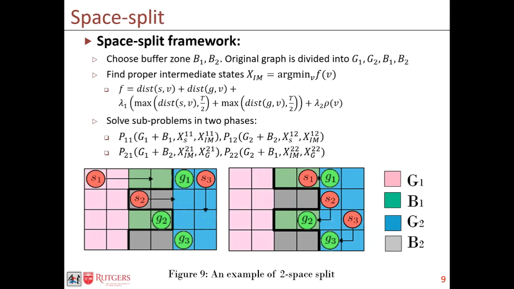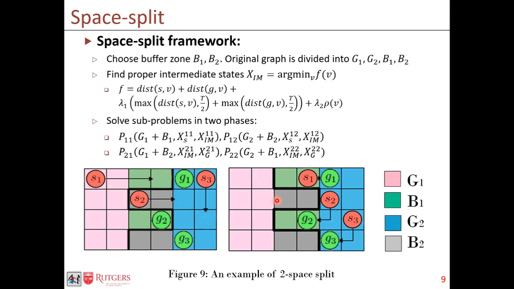Use 2 space split as an example to demonstrate the idea. Given an MRMP problem, first we choose buffer zones B1, B2, which are of zigzag shapes. Then the original problem is divided into G1, B1, G2, B2. In this figure, buffer zone B1 is the green area and buffer zone B2 is the gray area. The original problem breaks into 4 subproblems. They can be solved in 2 phases.